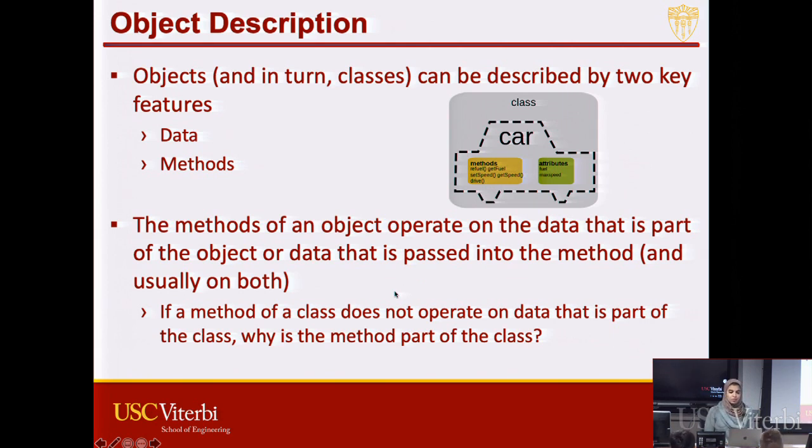The method of an object operates on the data that is part of the object or data that's passed into the method, and usually in both. If you have a method that doesn't operate on the data that is part of the class, you should think about why you have it in your class.